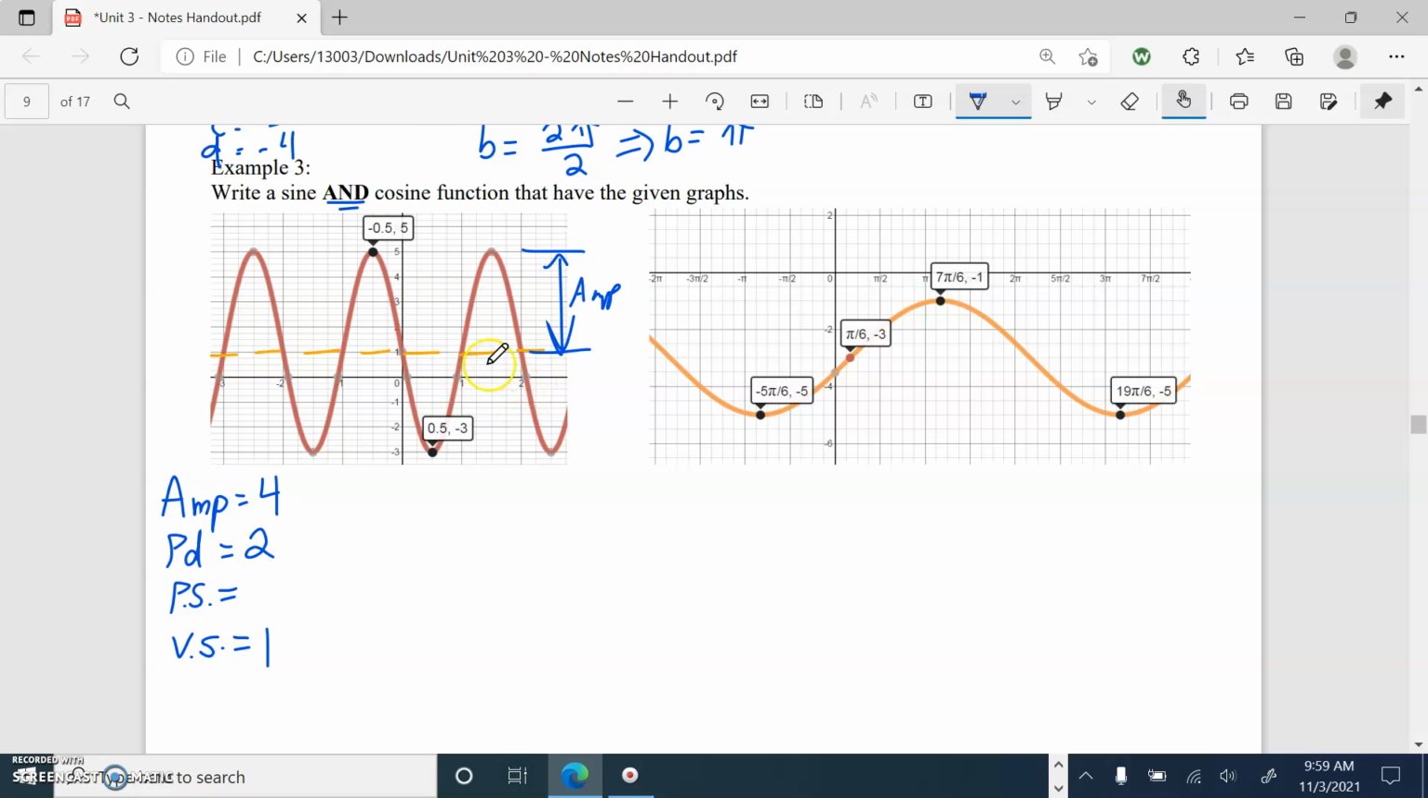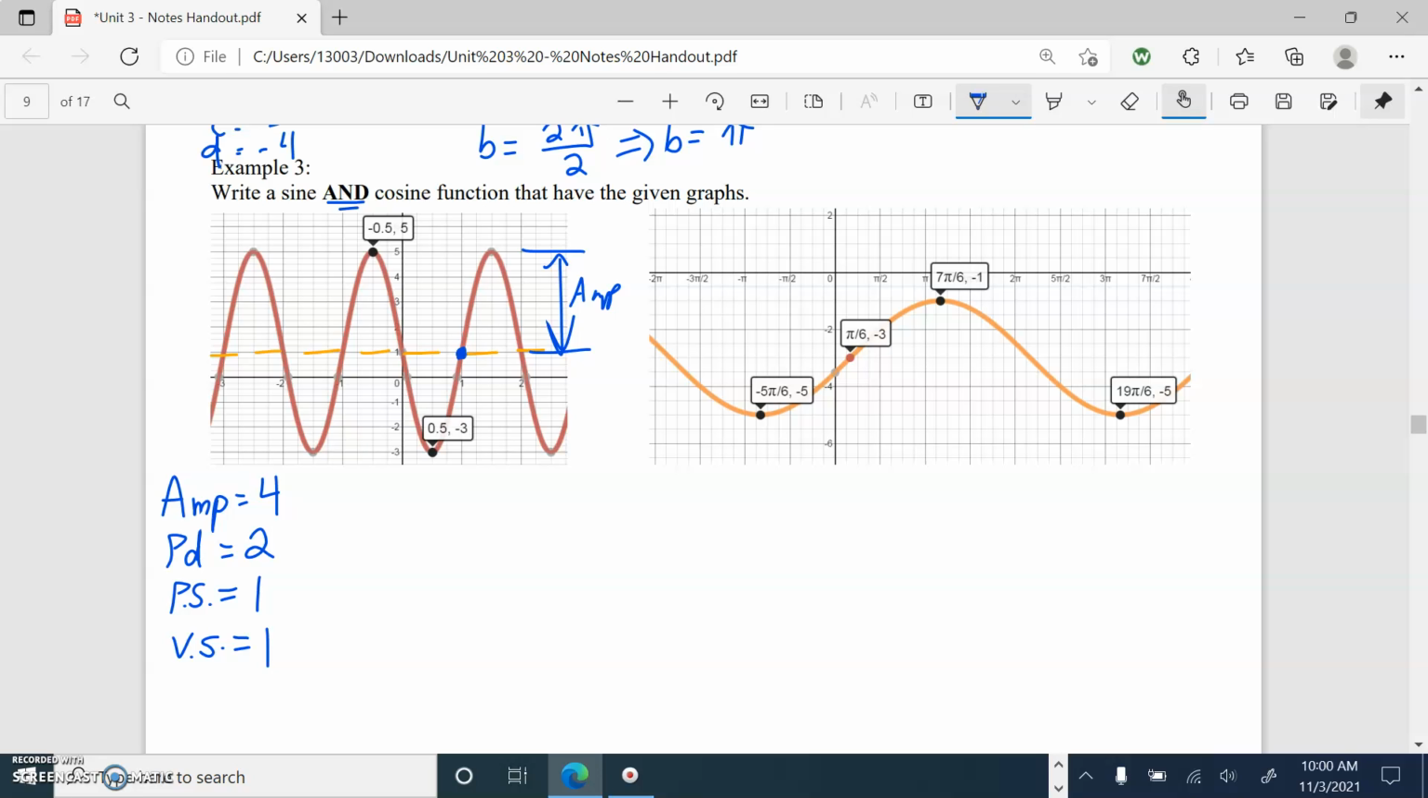So period's 2. Our phase shift, well, this is where we have to be careful because it depends on what we're talking about. I'm going to write this as a sine function first. Our sine function, for example, this dot right here, that intersection of the midline with the graph, that's where sine should have started. But it didn't. So that should be over here on the y-axis. That's where it should be starting. So I would say that is a phase shift to the right of 1 unit. So phase shift is 1. Again, that is for the sine curve.